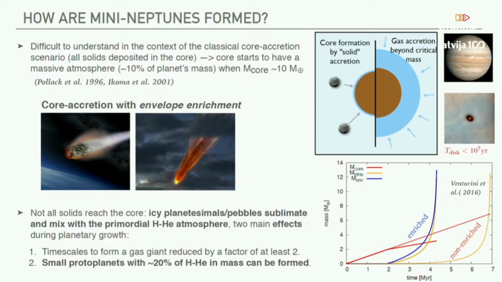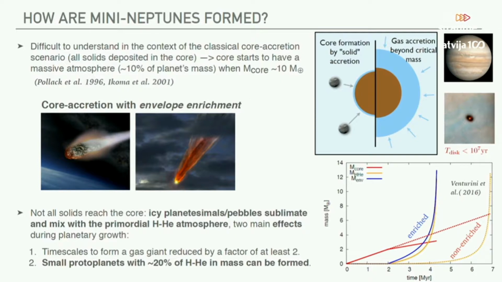But if we take into account this effect that the envelope gets enriched by the volatiles of the planetesimals or pebbles, the first effect is that the time scale to form a gas giant is reduced, at least by a factor of 2. This happens because the mean molecular weight of the atmosphere increases, so the self-gravity is more important, and therefore it starts to contract sooner, so the whole process of growth occurs faster.